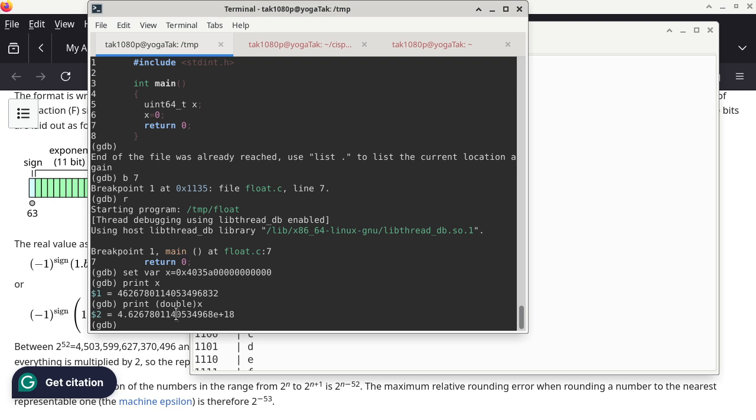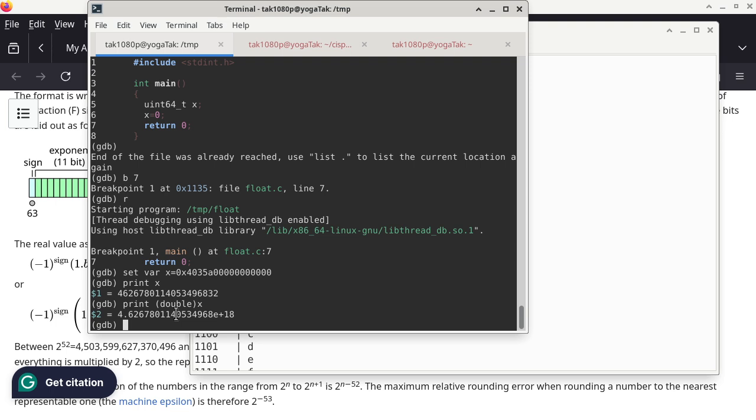What it will give you is the scientific notation of exactly the same thing. Well, not exactly the same thing, because with a double, you can see the last few digits here are not the same, because the precision is not there anymore.